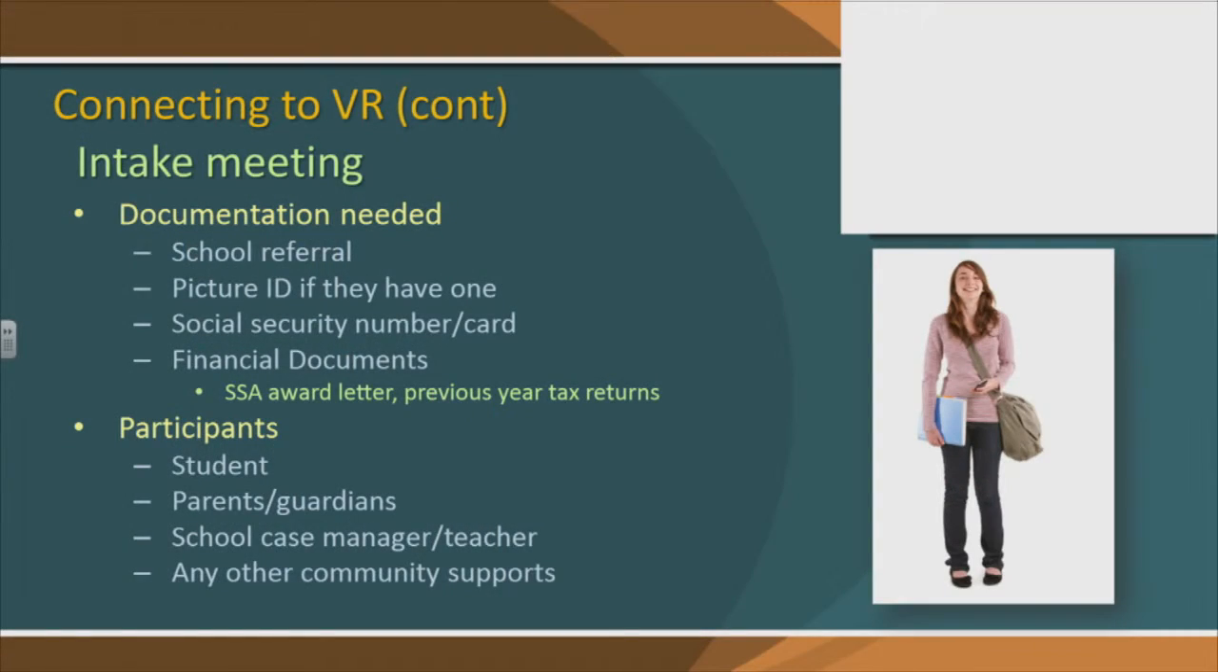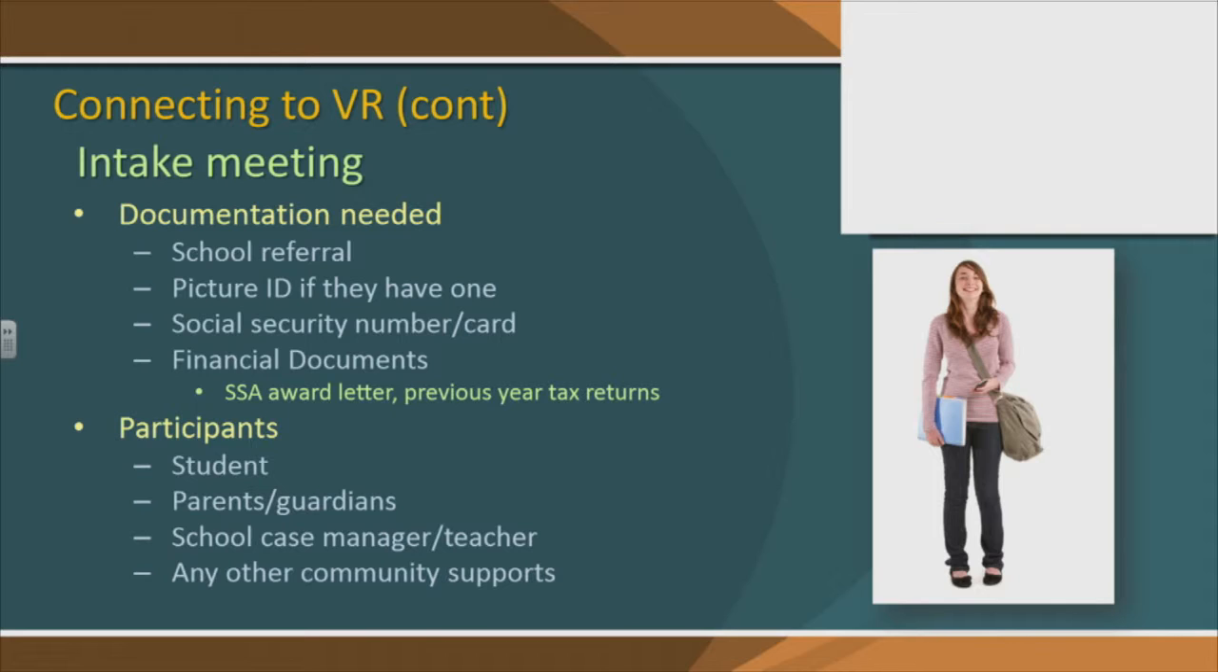So once the referral is done, your next step is to have an intake meeting. And there is certain documentation that is needed for you to bring to your intake meeting. The first thing would be a school referral. And this is usually done at the student's IEP meeting, where your case manager will discuss with you VR services and have you sign a release to speak with us. The next thing would be a picture ID, which is state issued, if they have one. If not, it's okay. And then your social security number and or card.